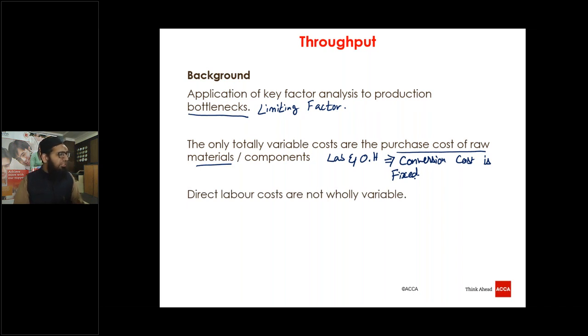So throughput says that the direct labor costs are not wholly variable. That means throughput is equal to sales revenue minus material cost.